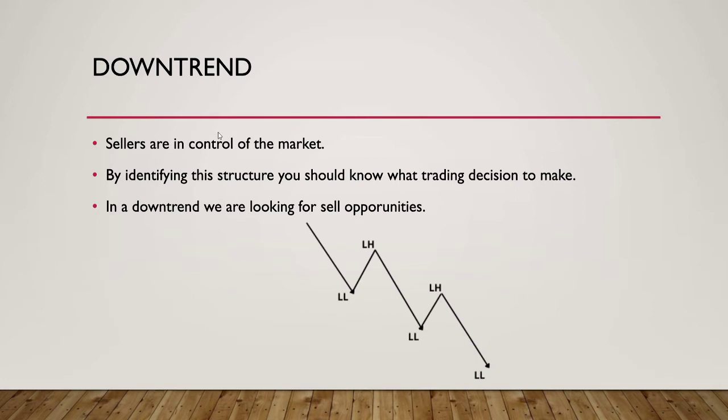And then we have the downtrend. The downtrend is everything the opposite of the uptrend. It makes lower lows and lower highs, so the sellers are in control, and we are looking for sell opportunities at the lower highs, right?